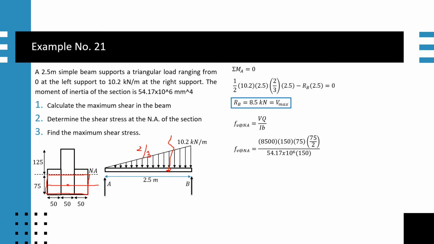All over 54.17 times 10 raised to 6, na I nyo yan. Times B, which is 150. 50 plus 50 plus 50. Simplify. The answer is 0.44 MPa.